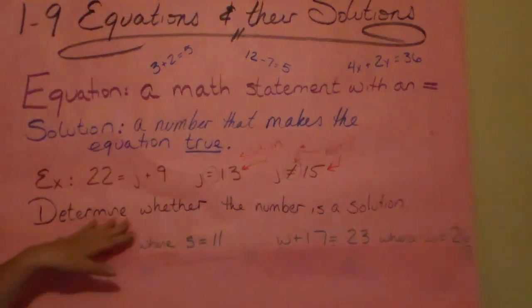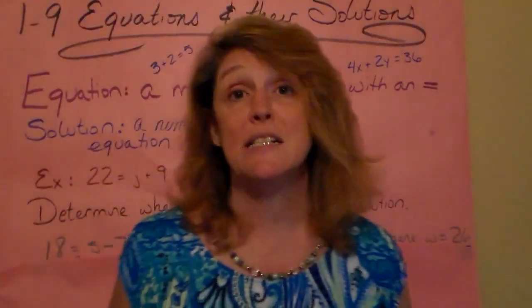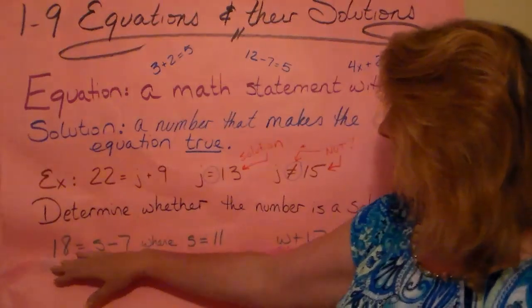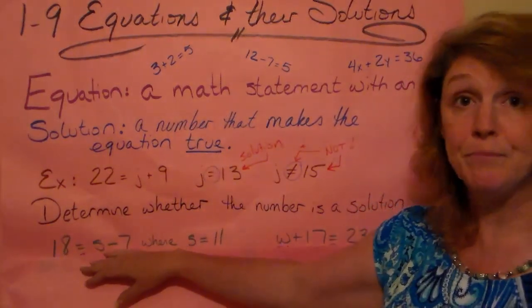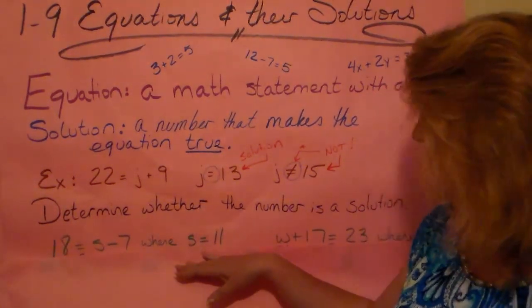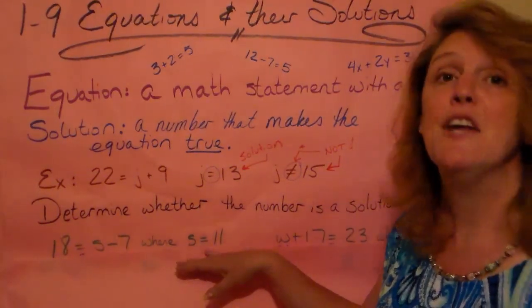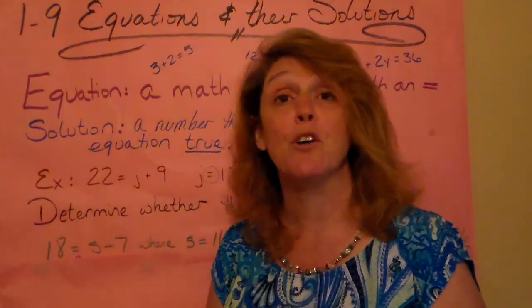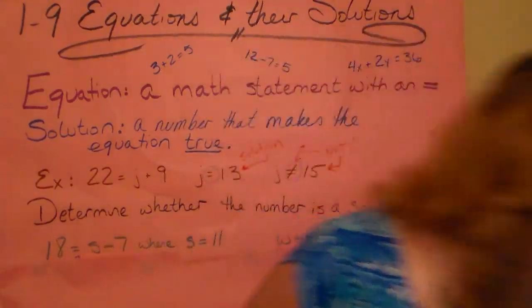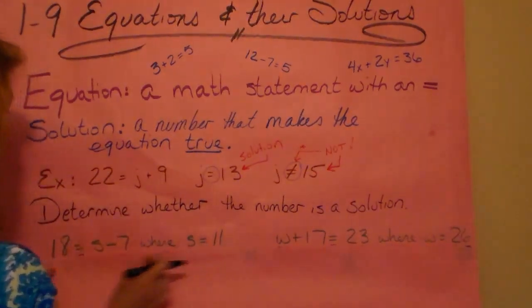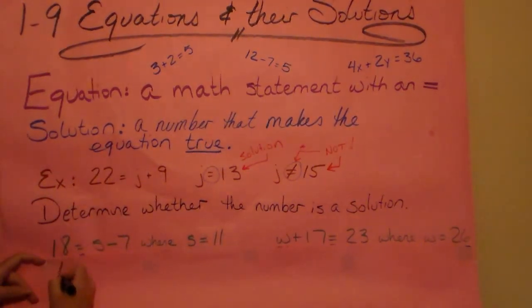Your job is going to be to determine whether the number is a solution. So here they give you an equation, 18 equals s minus 7, and then they tell you what the variable is. They tell you here that s equals 11, and your job is to determine whether they're correct or not. So we're going to actually take this 11, we're going to stick it right here, which means we rewrite our equation.